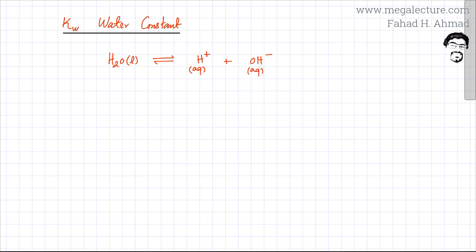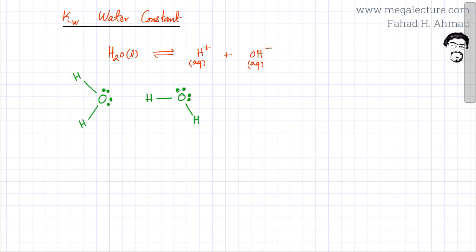So you're already familiar with this. Water dissociates. Liquid water molecules are going to bump into each other and they're going to break down and produce H+ and OH− ions, which are going to be in aqueous state. But remember, this happens very, very weakly. Water dissociates or ionizes very weakly, or it ionizes very little.